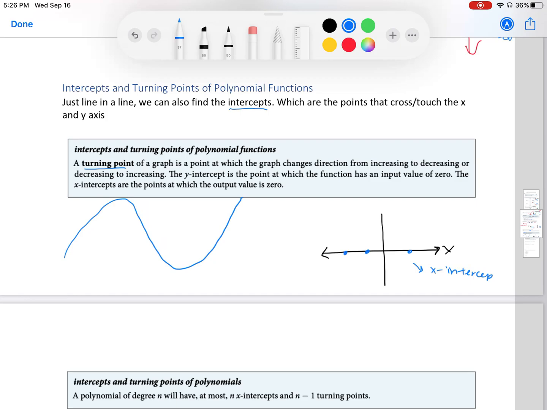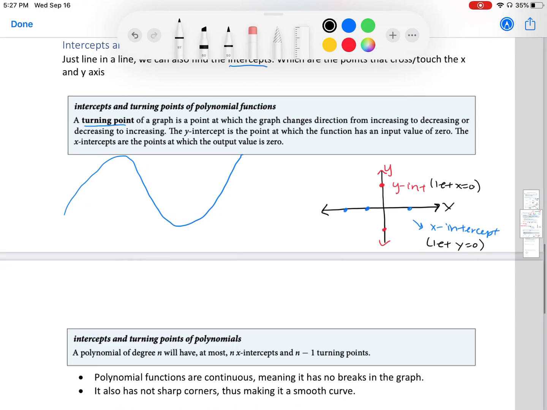You can have one or more than one. Similarly, if I have a point that touches our y-axis, those would be y-intercepts. To find your y-intercept, let x equal 0 and plug in a 0 for x. To find your x-intercept, let y equal 0 and solve for x. So in another sense, you let the other letter be 0.